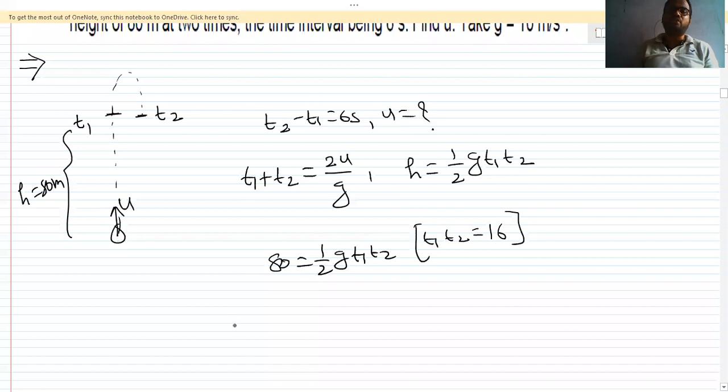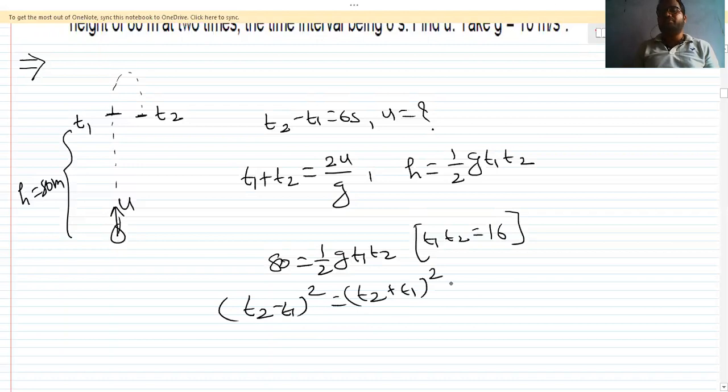So we can find the value of t1 plus t2, and by which formula? T2 minus t1 whole squared is equal to t2 plus t1 whole squared minus 4 t1 t2, right? T2 minus t1 whole squared is 36, which is equal to t2 plus t1, we want, squared minus 4 into 16.